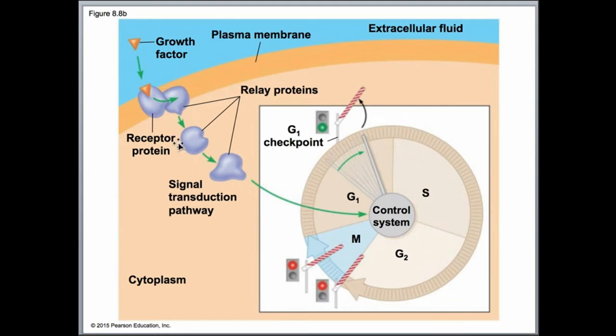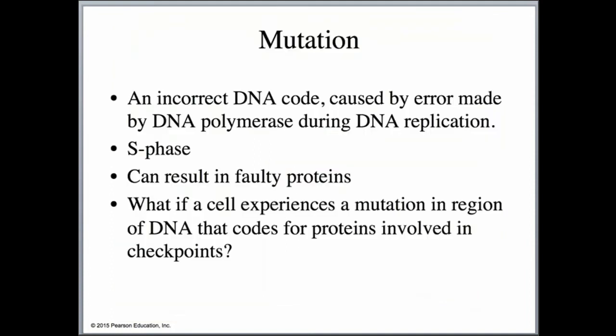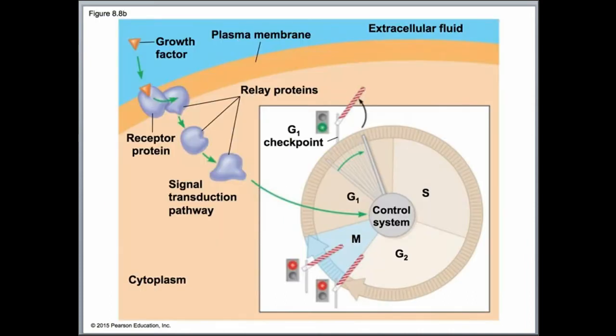So once at the end of the signal transduction pathway, there's a signal for the cell to continue through the cell cycle and replicate its DNA. Go past the S phase and G2 phase. All right, so that's how cells communicate with each other. That's how a cell can figure out when it's time to divide or when it's time to stop dividing.